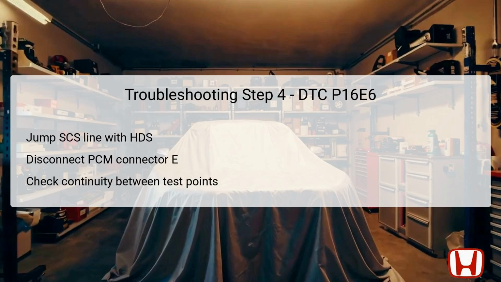In the fourth troubleshooting step, you will assess the potential for a short in the ATPST line. First, jump the SCS or Service Check Signal line using the HDS, allowing the system to enter a diagnostic state for more than 1 minute. After this, disconnect the PCM connector E, specifically the 80-pin connector, to allow for safe testing. Again, conduct a continuity test between test point 1, which is PCM connector E terminal number 67, and test point 2, which is to body ground.